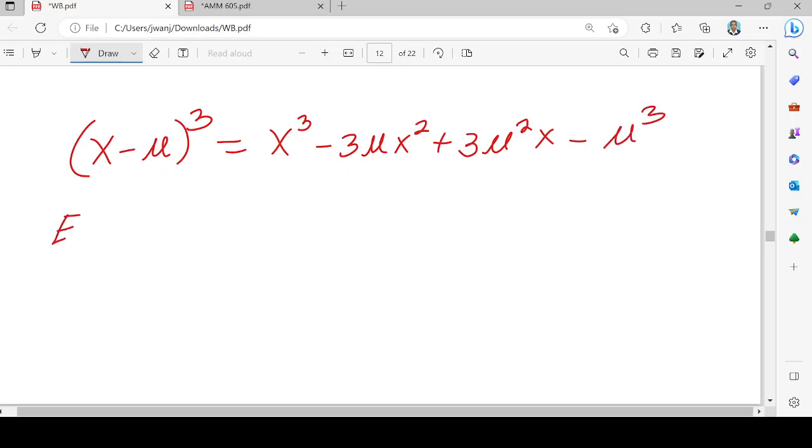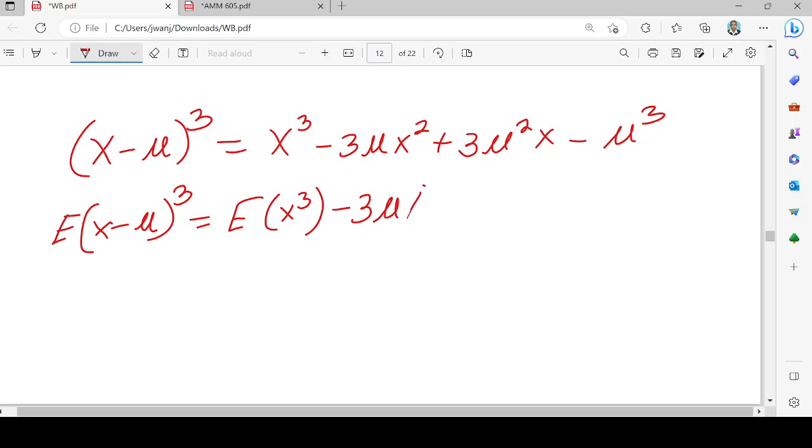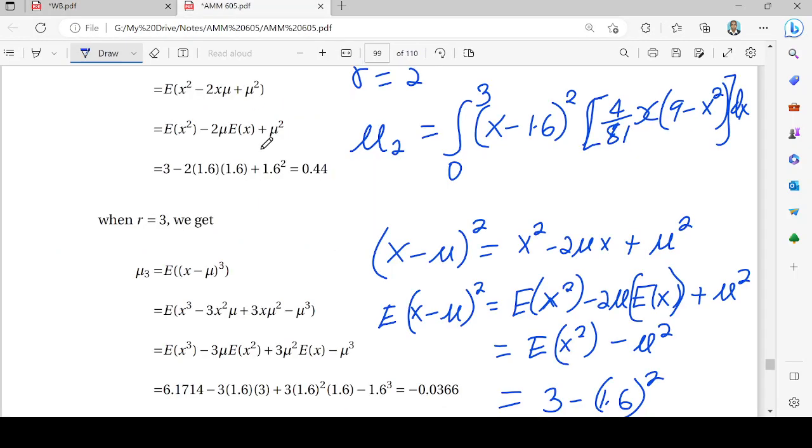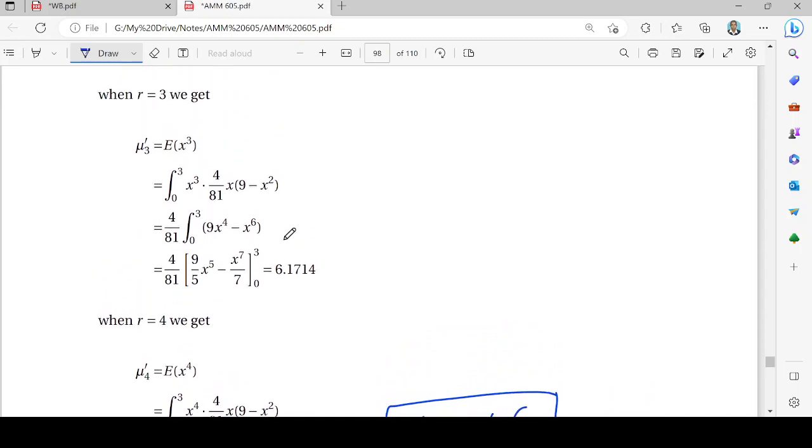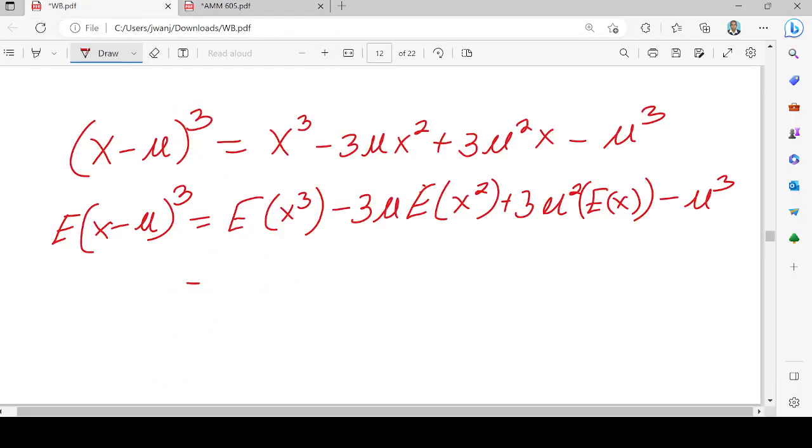So when we want to find the expected value of (x minus mu) raised to the power of 3, we get the expected value of x raised to the power of 3 minus 3 mu times the expected value of x squared plus 3 mu squared times the expected value of x, then minus mu raised to the power of 3. Now the expected value of x cubed we had obtained in the first part. The expected value of x cubed, which is the third moment about the origin, we had obtained a value of 6.1714, which means that we can substitute here as 6.1714.